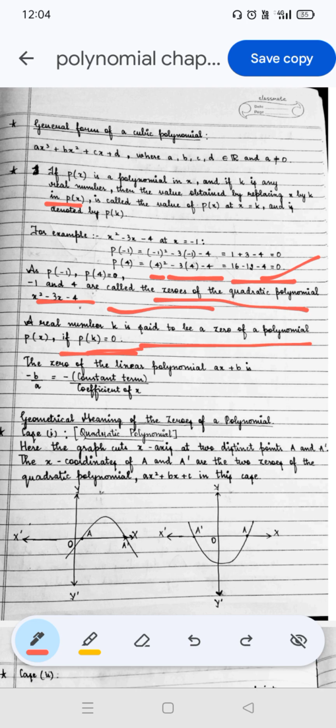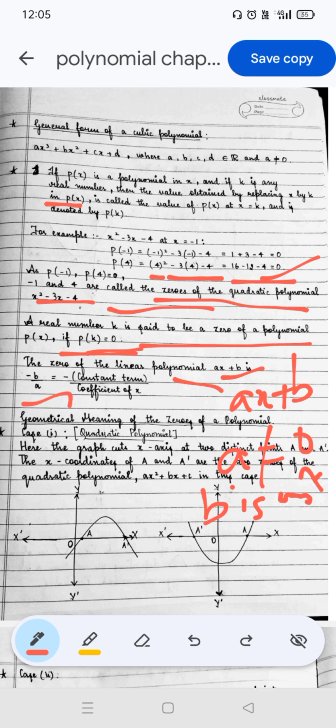And this was in the case of a quadratic polynomial. If it was in the case of a linear polynomial, we know that a linear polynomial is of the form ax plus b, where a is not equal to 0 and b is constant. So over here we can write that the zero of a linear polynomial is nothing but minus b by a, where b is the constant term and a is nothing but the coefficient of x.